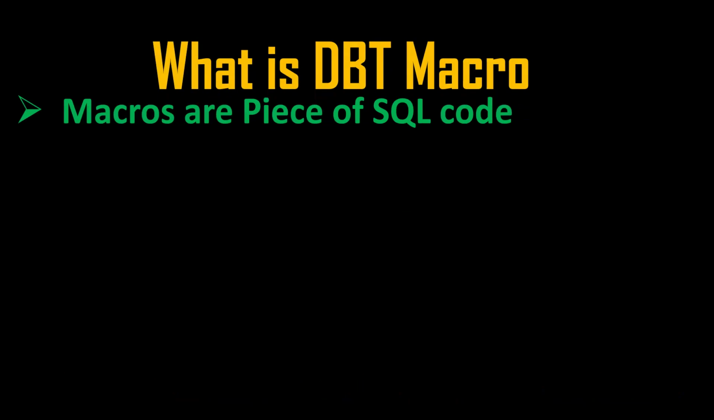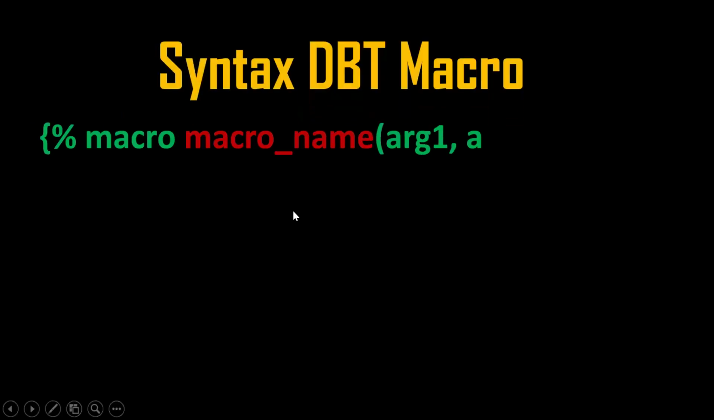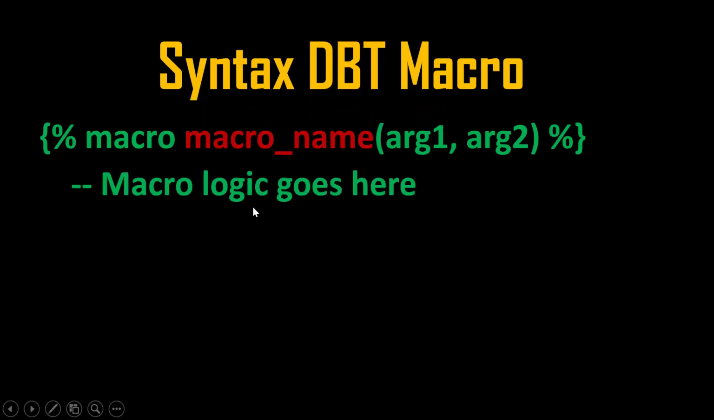Before that, what are macros? Macros are pieces of SQL code that can be reused, same as user-defined functions, user-defined tabular functions, and stored procedures. The main purpose of DBT macros is reusability. See the syntax: the macro name, the arguments, and our logic will be written here. This is the syntax. The same thing we'll use inside for mail notification. With the help of a macro, we can achieve the functionality.